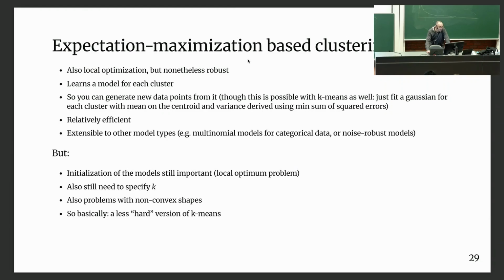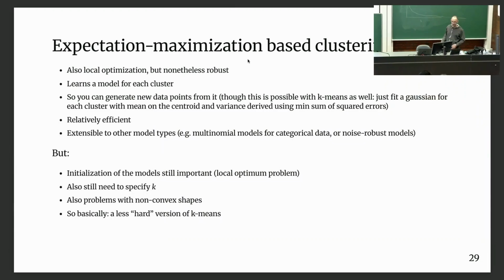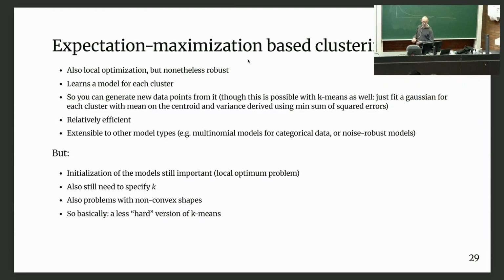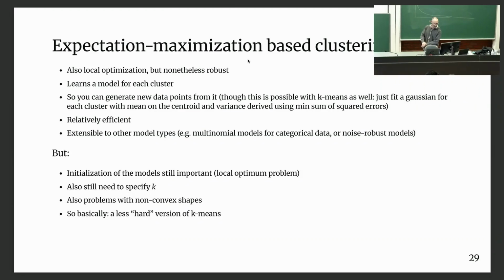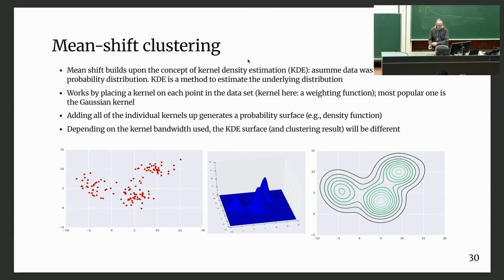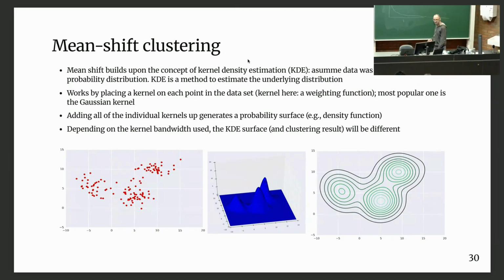Another benefit is, again, here you have a model for each cluster. So if you want to generate new data points from that cluster, that would be nice with this, because you get a Gaussian for each cluster. But again, with k-means, why not simply fit a Gaussian for each of the clusters, with the mean on the centroid and the variance derived using the minimum sum of squared errors? That would also work. So basically this does something very similar to what you can already get by standard k-means.